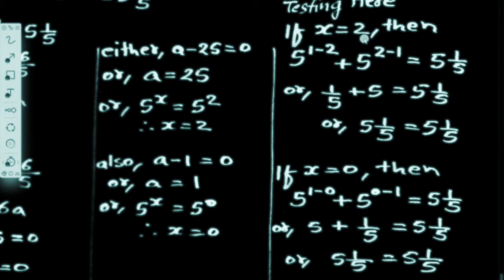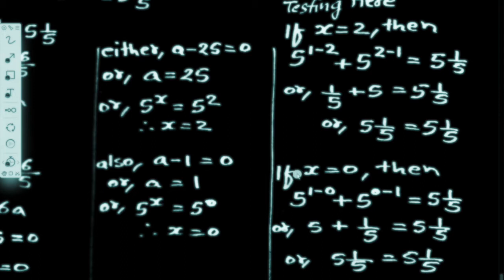If x equals 2, then keeping this value in our original equation, it becomes 5 power 1 minus 2 plus 5 power 2 minus 1 equals 5 1 by 5. That is 5 power minus 1, which means 1 by 5, plus 5 power 1 is 5, equals 5 1 by 5. Both sides come the same. It means our value x equals 2 is absolutely right.